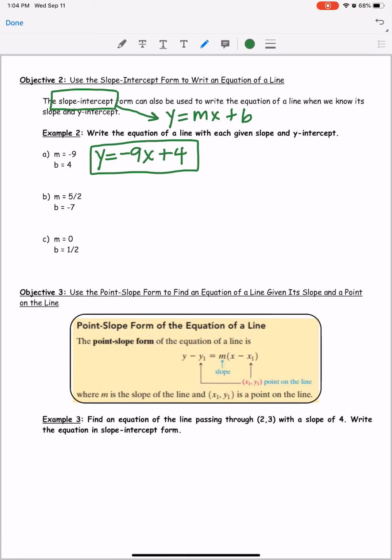Okay, same thing on part B. Doesn't matter that this is a fraction. You're still just plugging it in. So we've got y equals, my m is that 5 over 2. So 5 over 2x, then plus b. Well, because my b is a negative 7, this will be a minus 7.